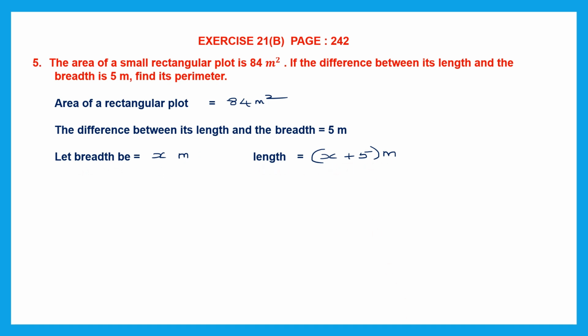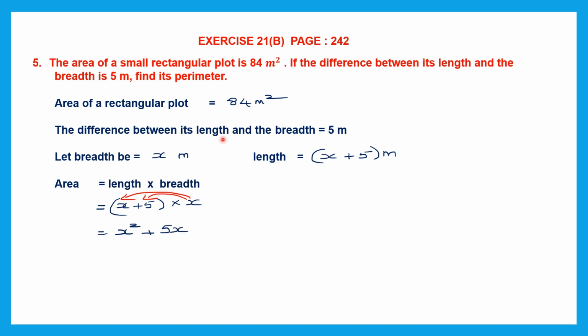Since the difference is 5, let the breadth be x meters and let the length be x plus 5 meters. Now let's make use of the formula of area. Area is length into breadth. So let's substitute here. Length is x plus 5 into breadth, which is x. So this we can calculate here. x into x is x square, and x into 5 is 5x.